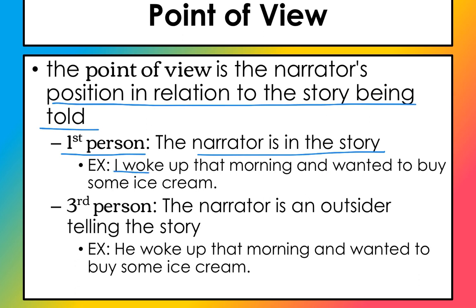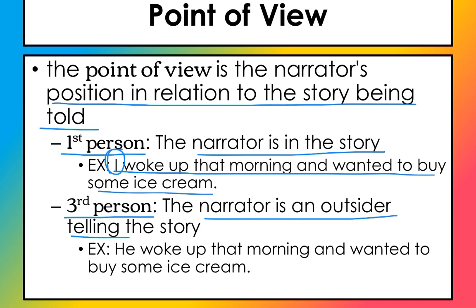You might hear things like, "I woke up that morning and wanted to buy some ice cream." You'll know what that main character is thinking and feeling. You'll see words like I, my. Just because you see those words doesn't always mean it's first person, but that can be a clue. The next type is third person. The narrator is an outsider telling the story. So you might see things like, "He woke up that morning and wanted to buy some ice cream."